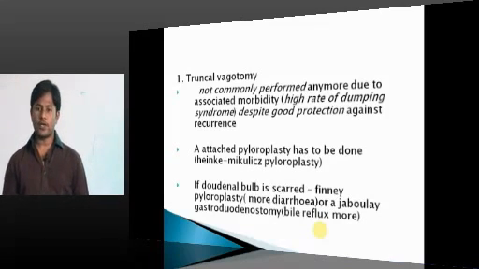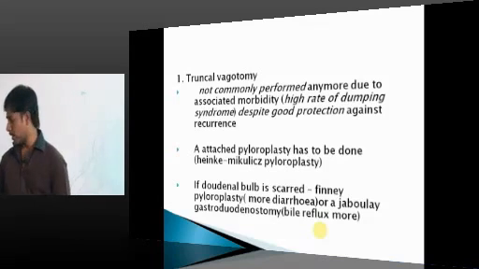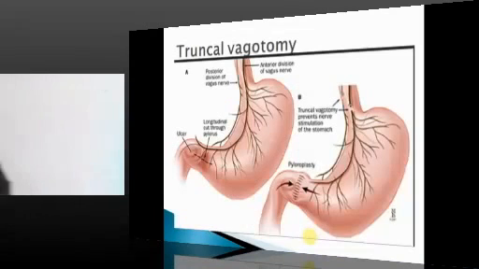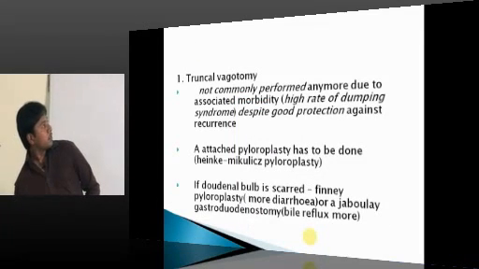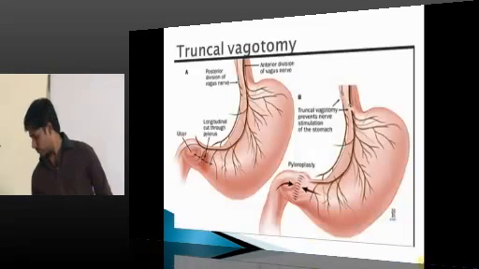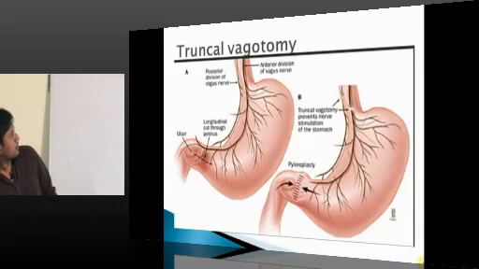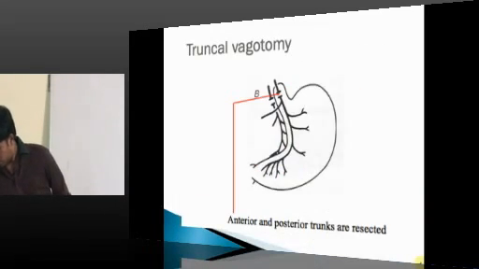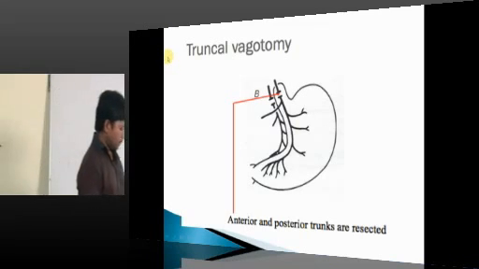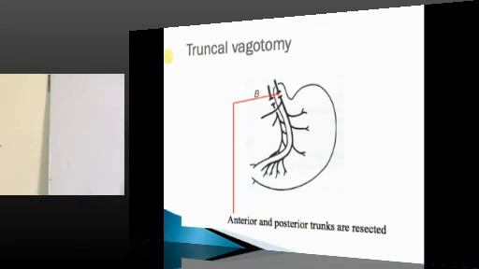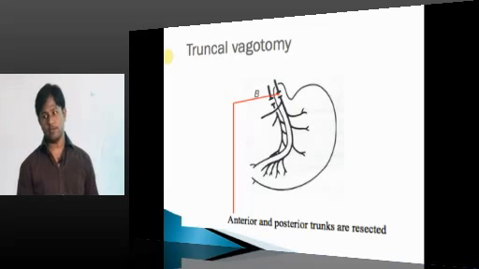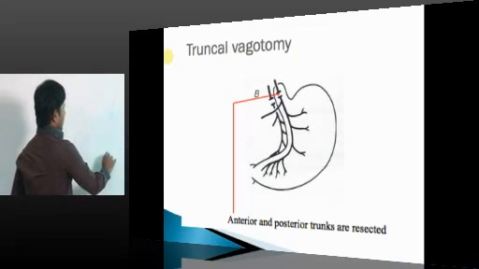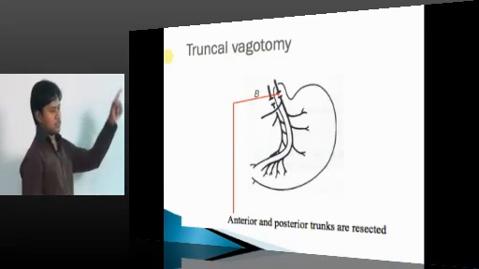Okay, so why do we do truncal vagotomy? How do we do truncal vagotomy? Think, now, where is this trunk? Truncal vagotomy. Again, you have to remember the nervous supply. We were talking about the left vagus anterior, right vagus posterior. So truncal vagotomy is division at the level of the trunks.